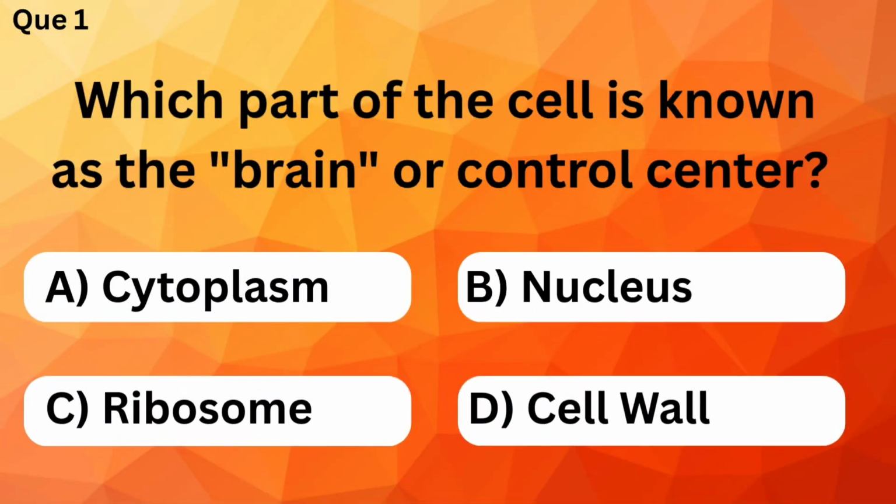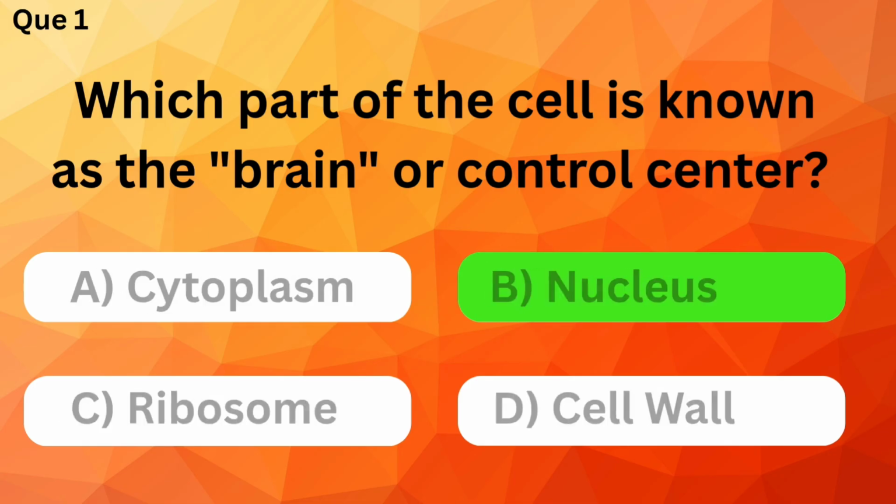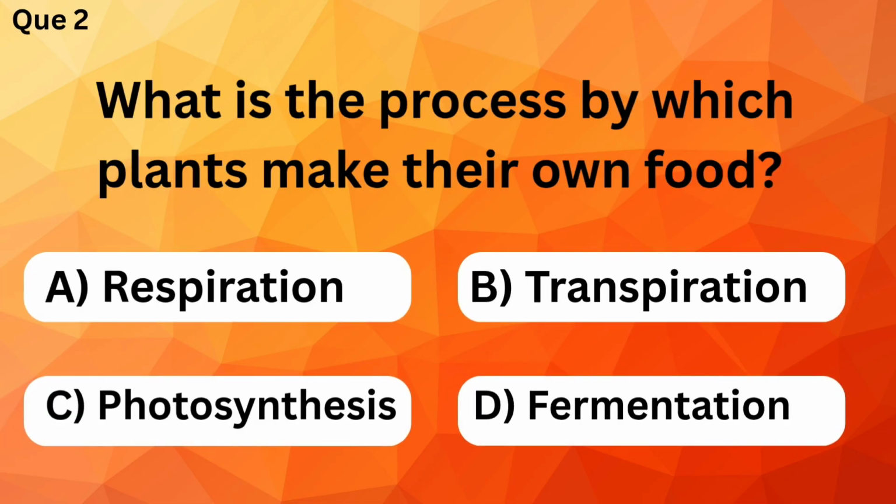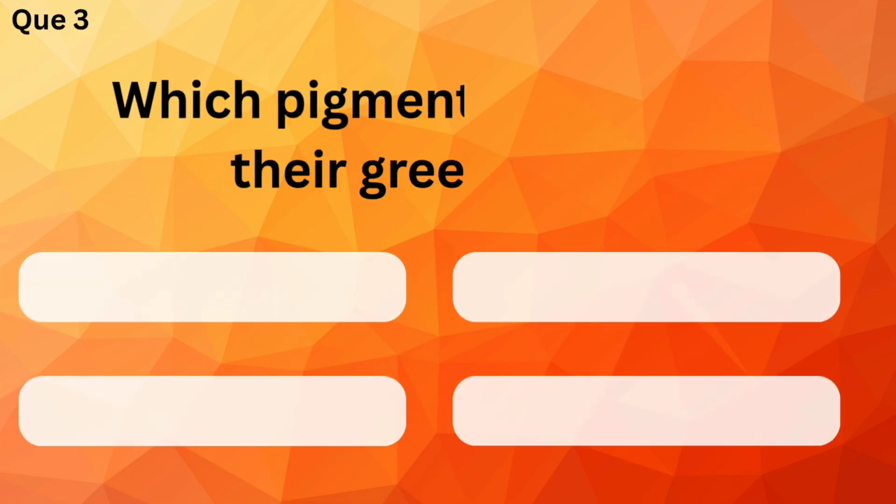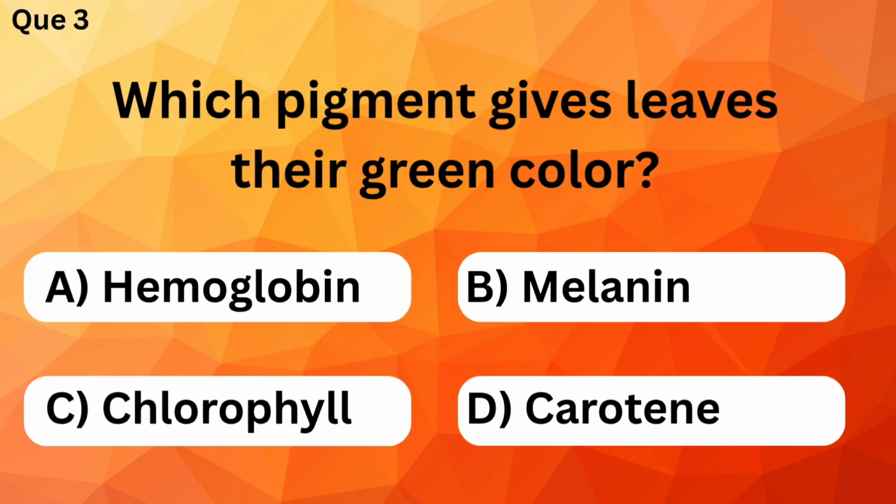Which part of the cell is known as the brain or control center? B. Nucleus. What is the process by which plants make their own food? C. Photosynthesis. Which pigment gives leaves their green color?